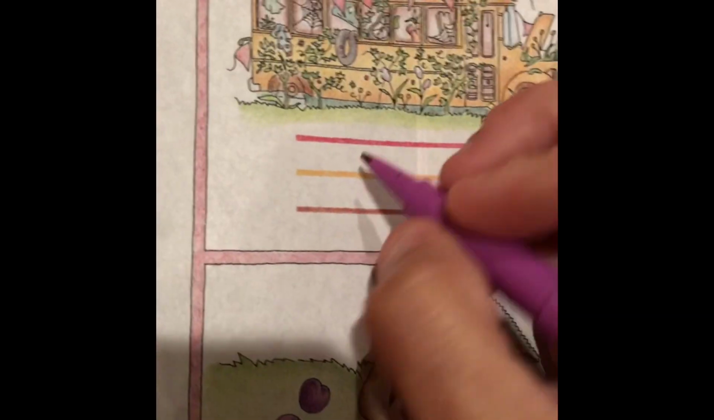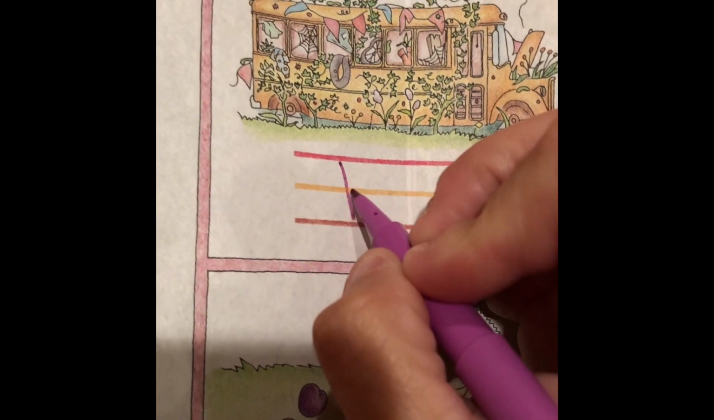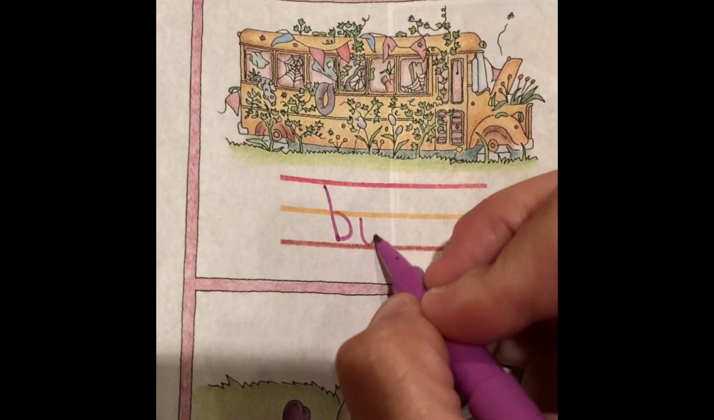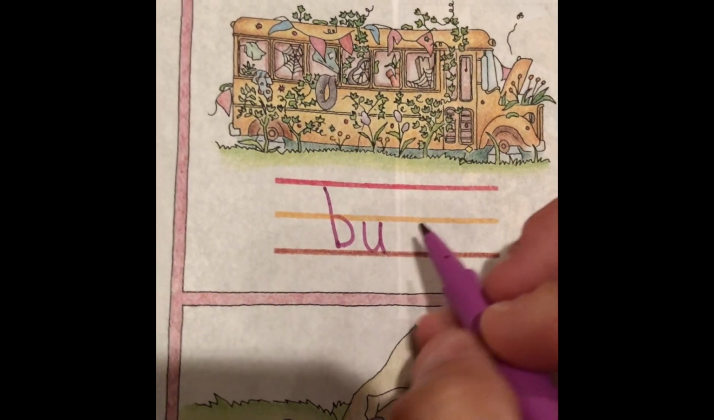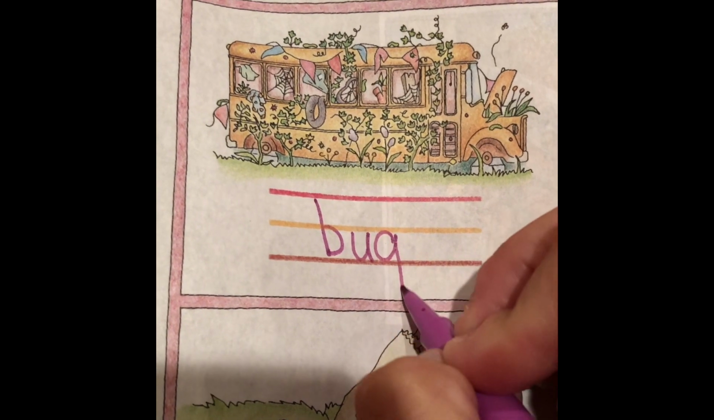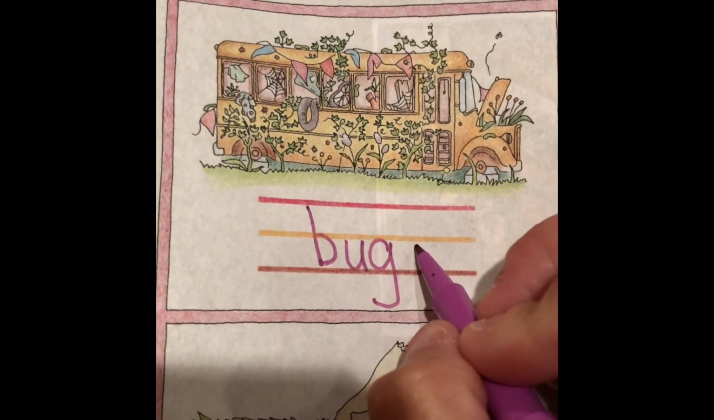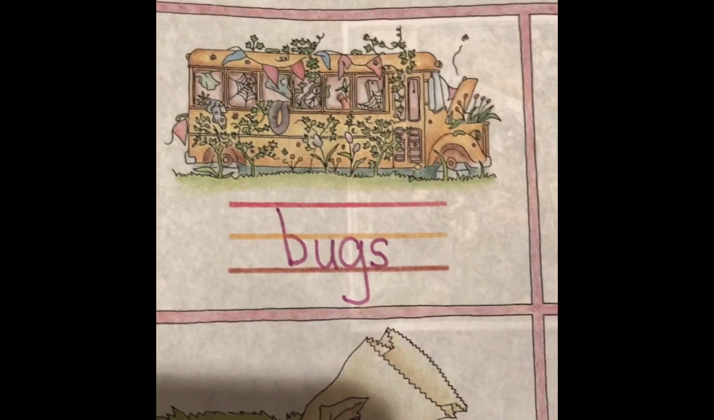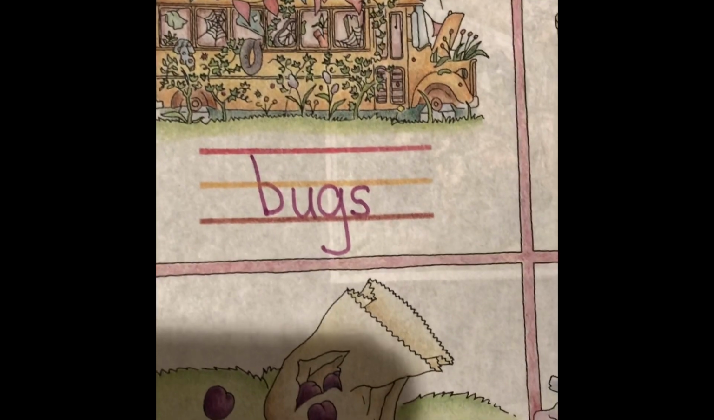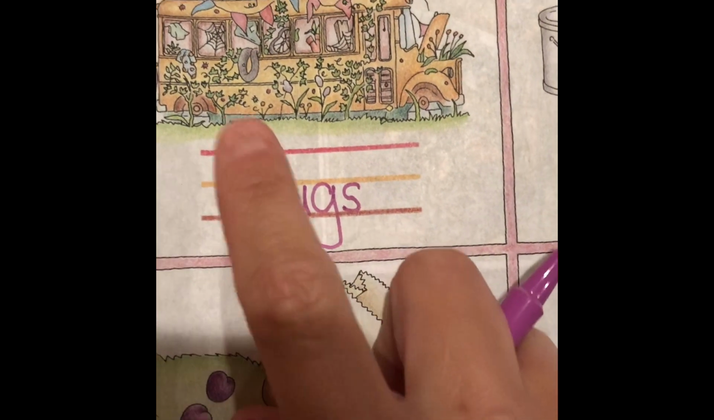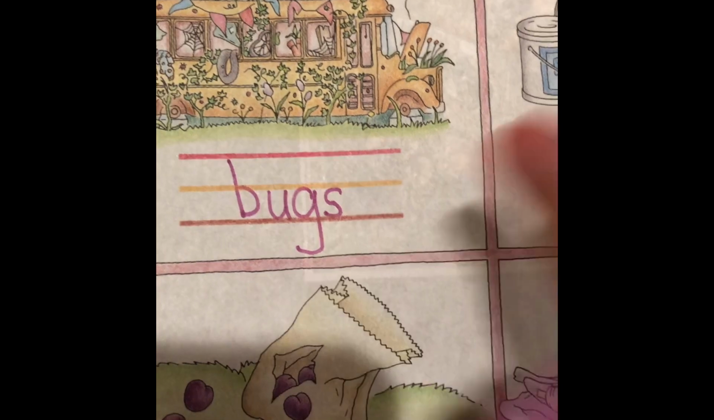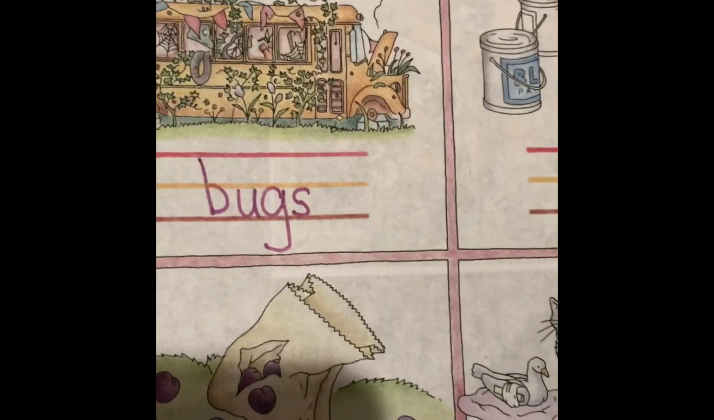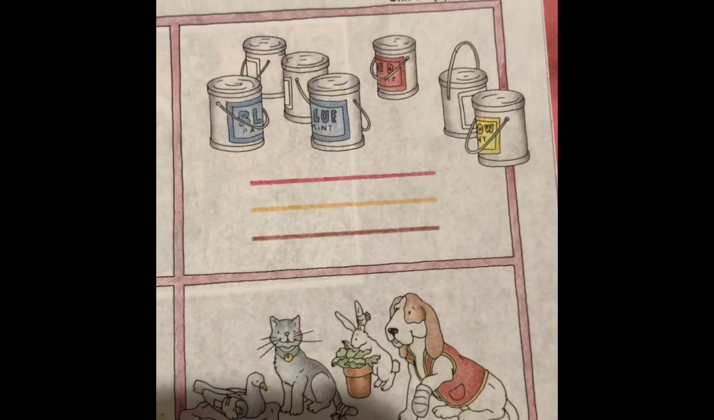B. Starts with what letter? B. Good. B. Good. U. G. S. Very good. Bugs. Make sure that you're forming your letters correctly. Your B should start on the strawberry and go around at the vanilla, and then your UGS should start on the vanilla, okay? All right, let's move over to the next box.